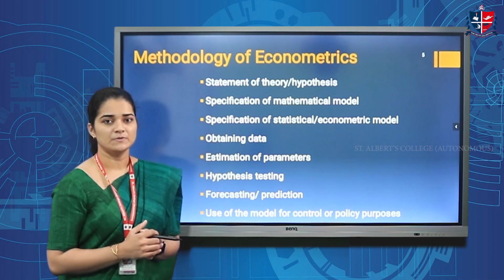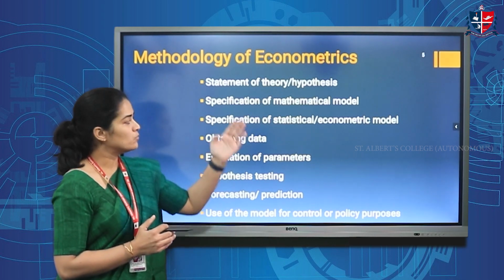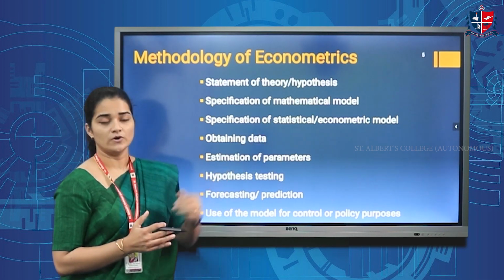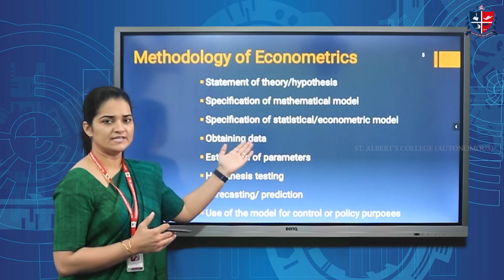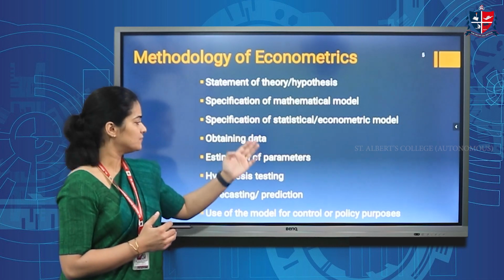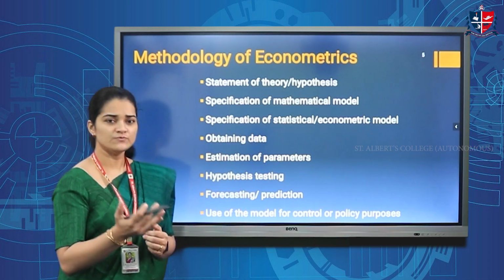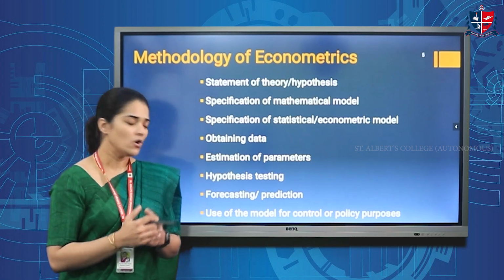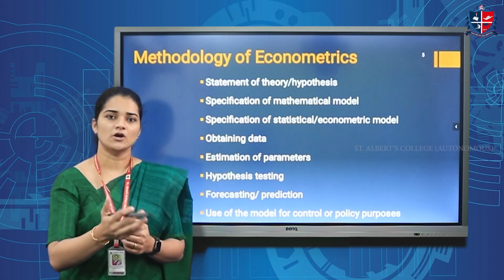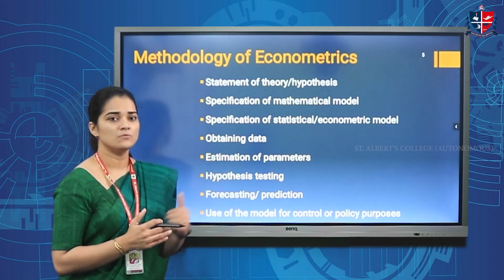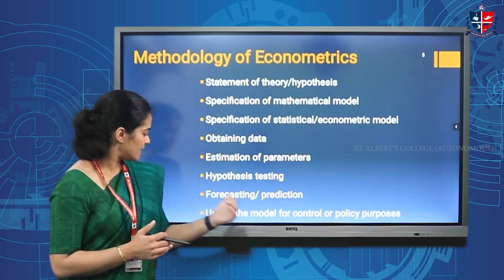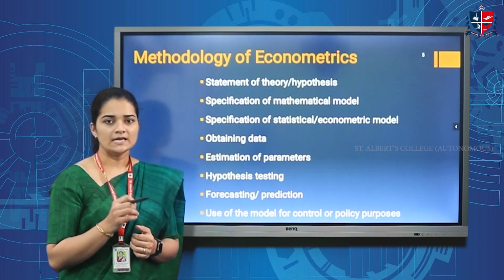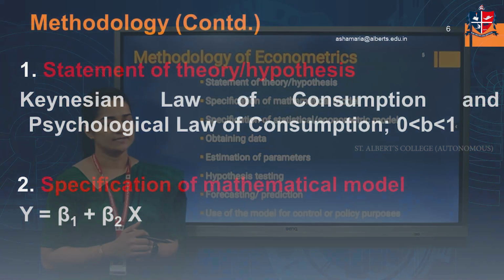First, we start with the statement of theory or hypothesis. Then we move on to the specification of a mathematical model. Then we formulate a statistical or econometric model. Then we obtain data, and using this data, we go for the estimation of parameters. And once we have the estimates, we do hypothesis testing. And if we accept the hypothesis, or if the hypothesis is in conformation with the economic theory under consideration, we can use that model for forecasting or prediction. And finally, we can use the model for control or policy purposes. Now let us discuss each of these steps in detail.